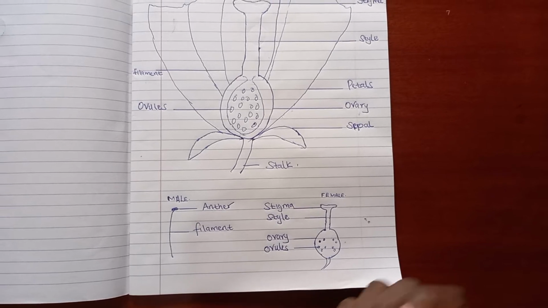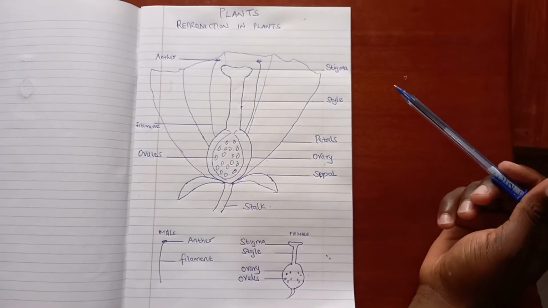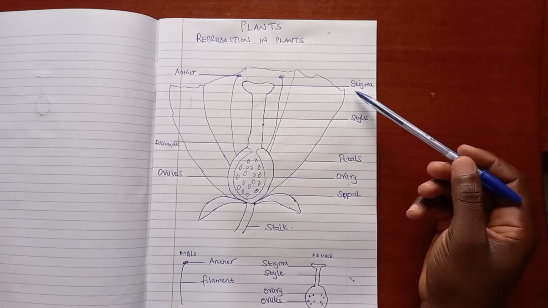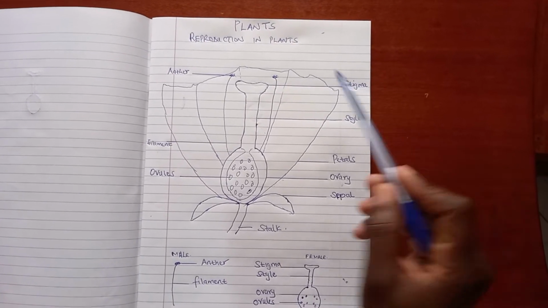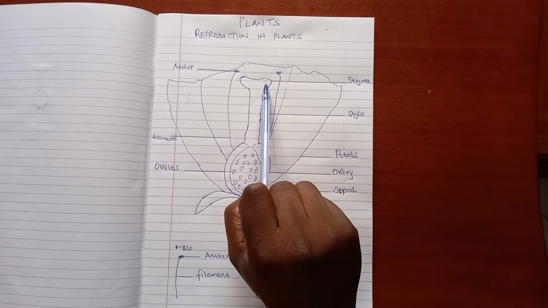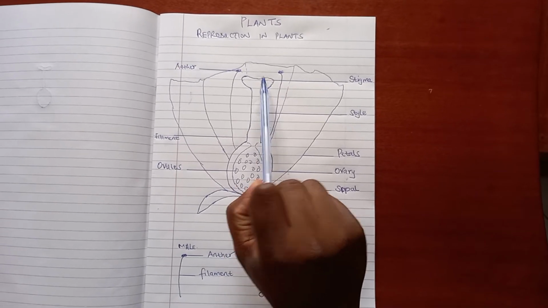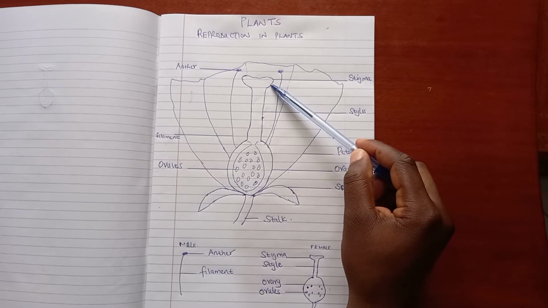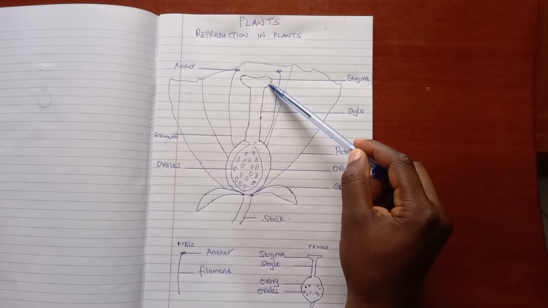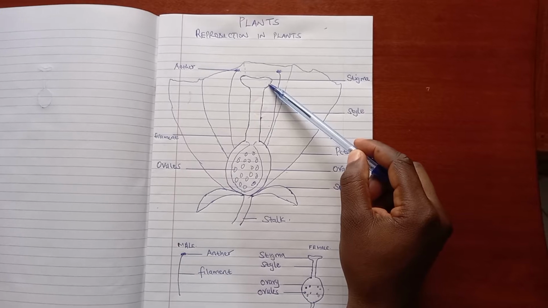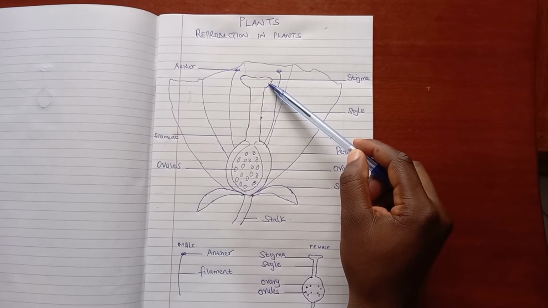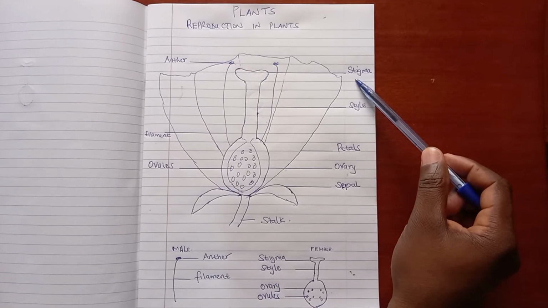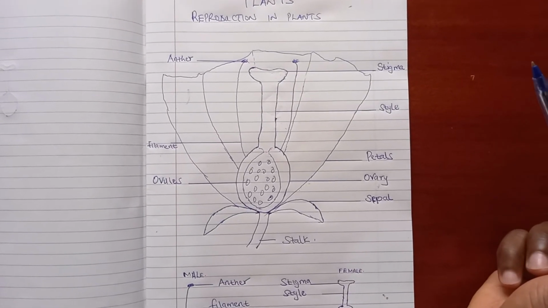Learners, on the other hand, we have the female parts. The female parts are four. We have, one, the stigma. The stigma is always at the top. The work of the stigma is to receive pollen grains during pollination, whether it is cross-pollination or self-pollination. So the main function of the stigma is to receive pollen grains.